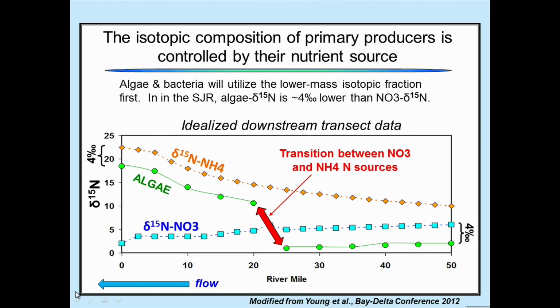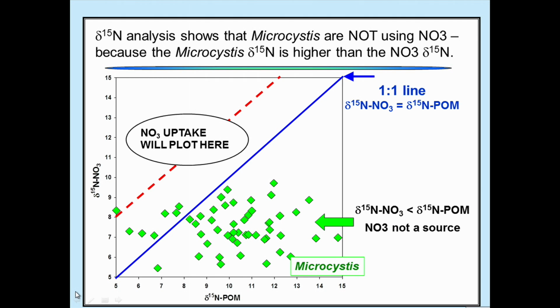And this actually worked really well. So in a place where we were fussing about what was the nitrogen fueling microcystis, it worked really well that you make a plot here, is plotting N15 of POM in samples where it was almost 100% microcystis, according to the microbiologist. Plot N15 here versus N15 of nitrate.